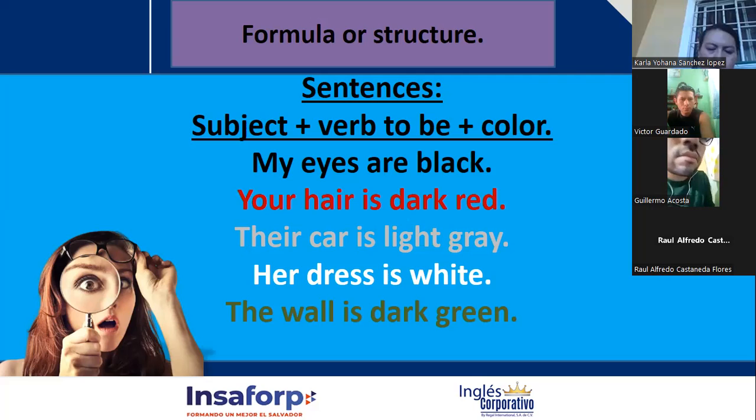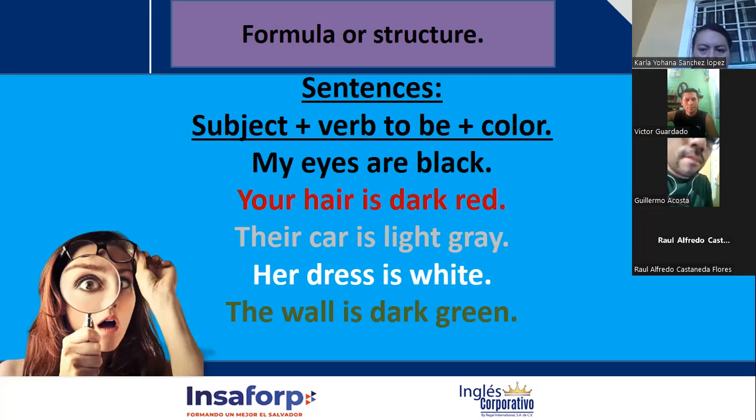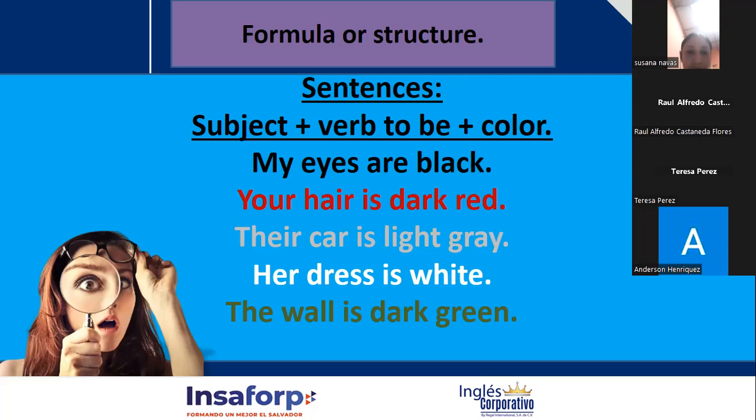More examples. Practice makes master. The door is green. Ah, ya pudo Susi conectarse. Excellent. The socks are white. Okay, your socks are white. Your cup is white. My socks are white. Yes, my cup of coffee is white and purple. My car is red. Good example.